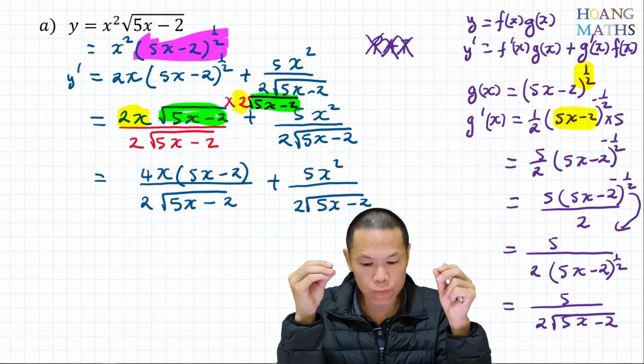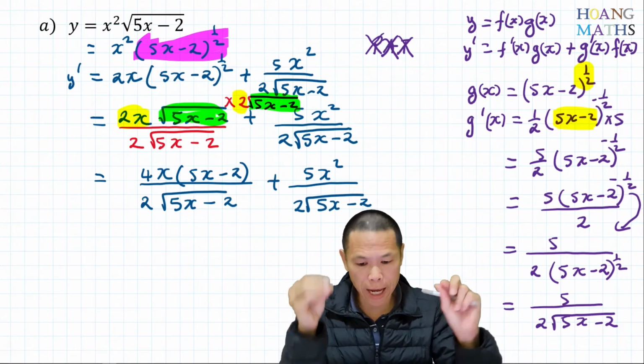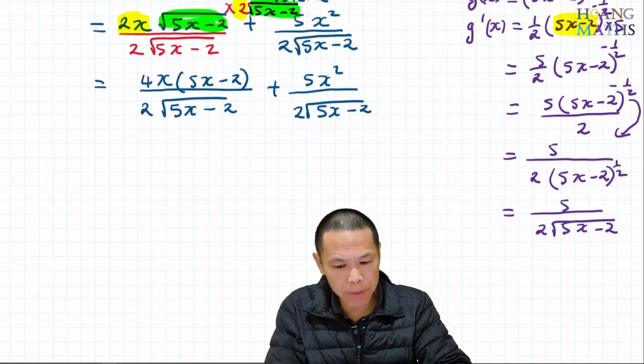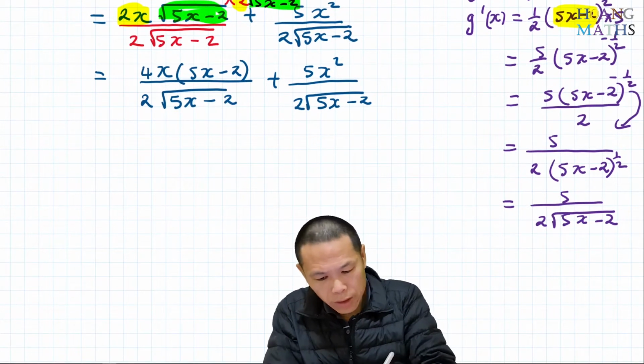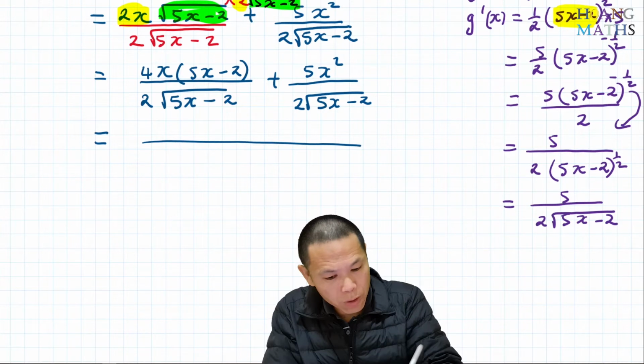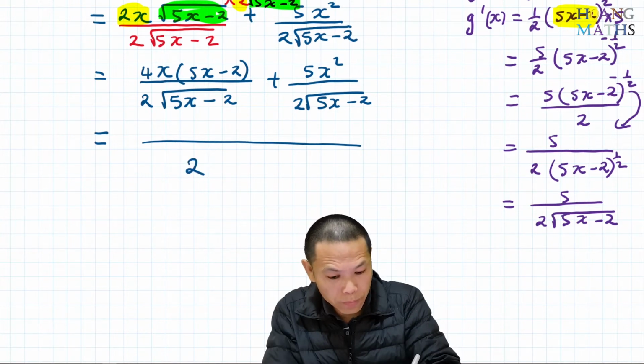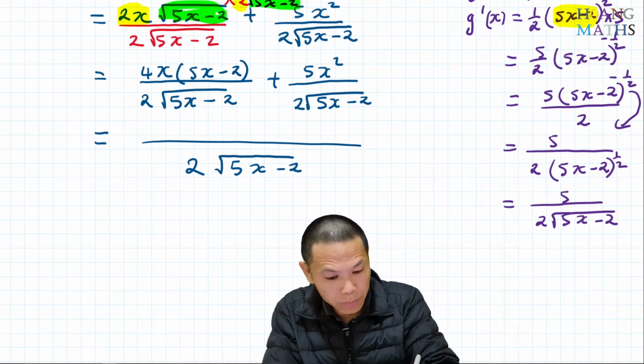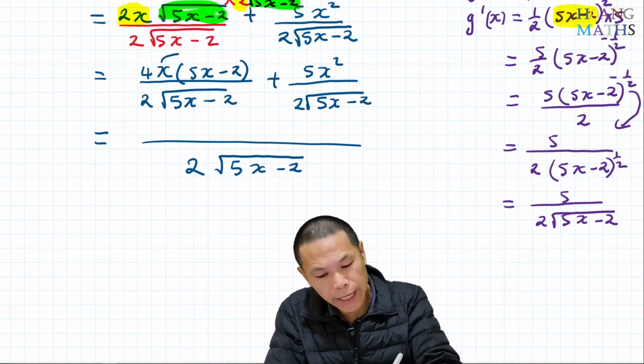So now we can write in one fraction, okay? So let me just move this up a bit. So that will give me over 2, 5x minus 2. So this one now I can expand this out.